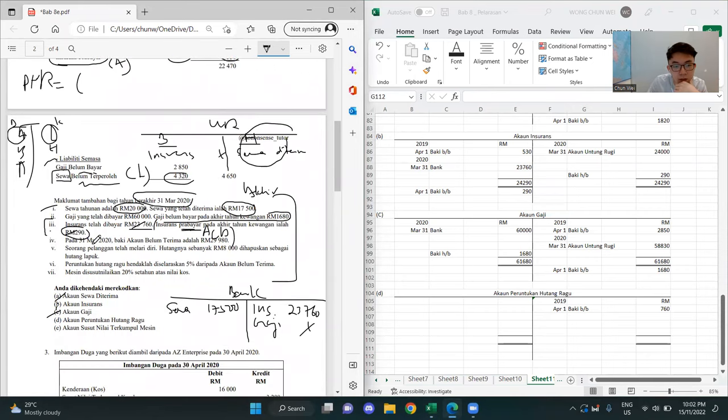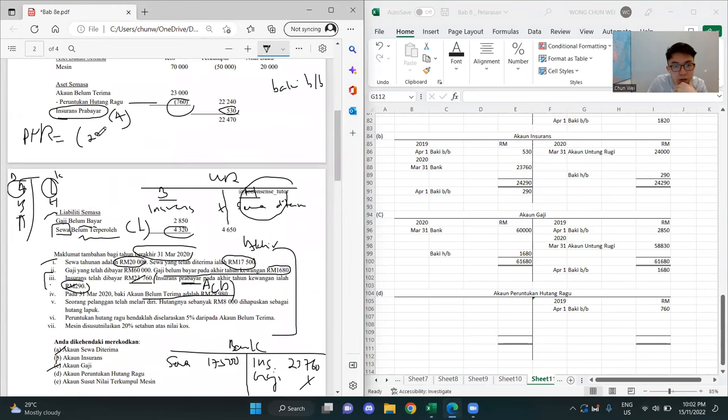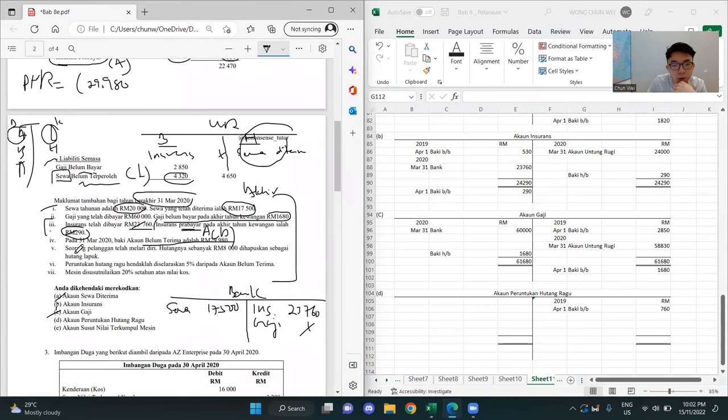So you see, by the 31st March 2020, baki ABT is 29,980. It's already given. Then you check, do we have hutang lapor? Seorang pelanggan telah melarikan diri, hutangnya sebanyak 8,000 dihapuskan sebagai hutang lapor. Meaning I have to minus out 8,000. The same method like just now. After you minus, then only we times the 5% PHR. Then you get your PHR.